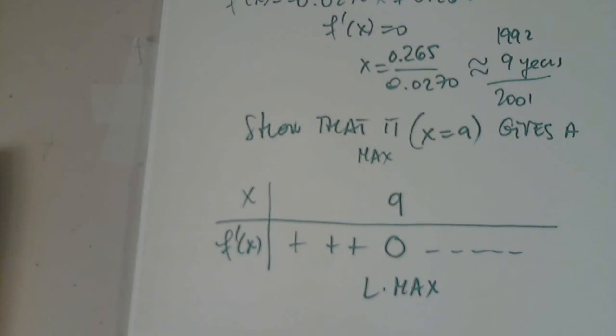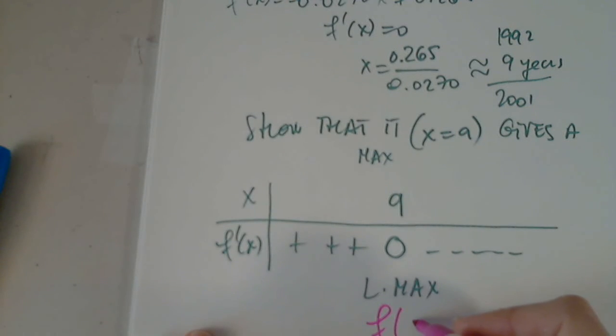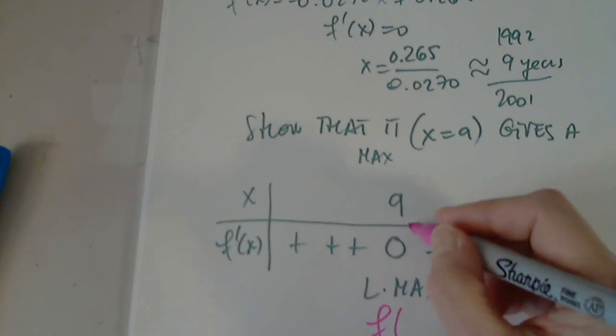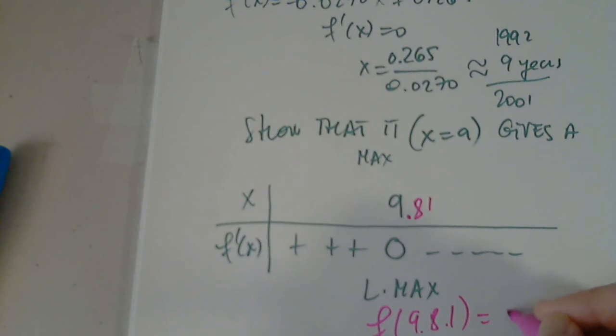Now, if I'm asked to find the local max, I have to find f of 9, to be exact, whatever that was, 9.8. I would have rounded up to 10, but it doesn't matter per se. I'm just making a point. So if you want, put 9.81. So this is the maximum.